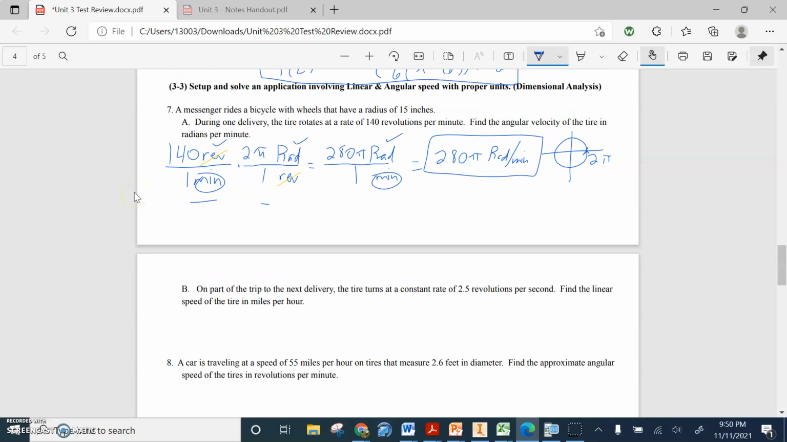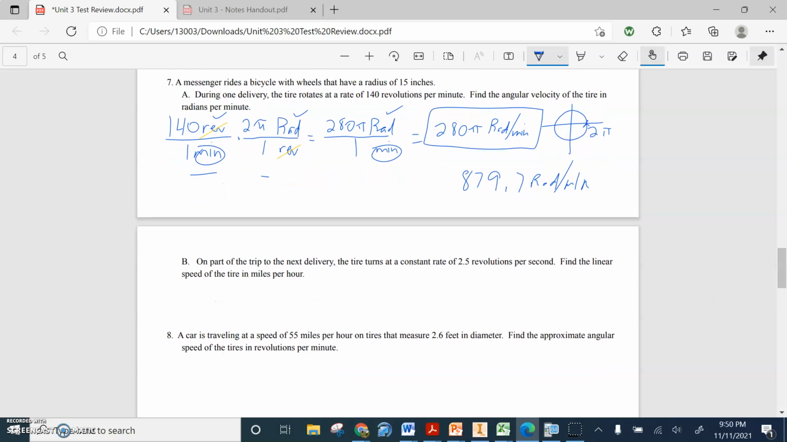So that's question 7. Make sure I got that right. If you were to run that out, it would be about 879.7 radians per minute. So if you wanted to know what that would be, it'd take you 280 times about 3. So 300 times about 3 is about 900. There you go, 879. All right, B.